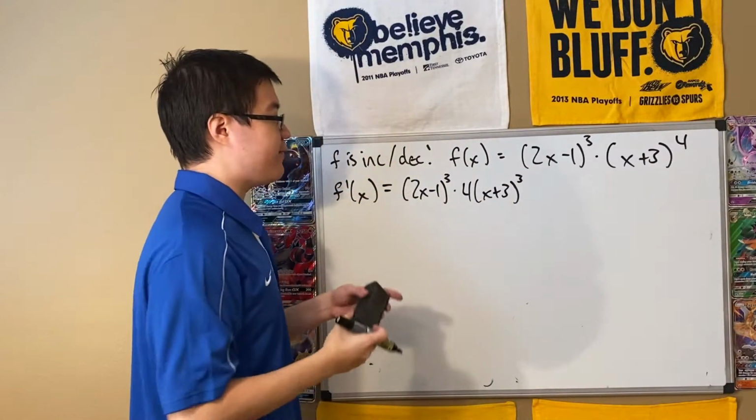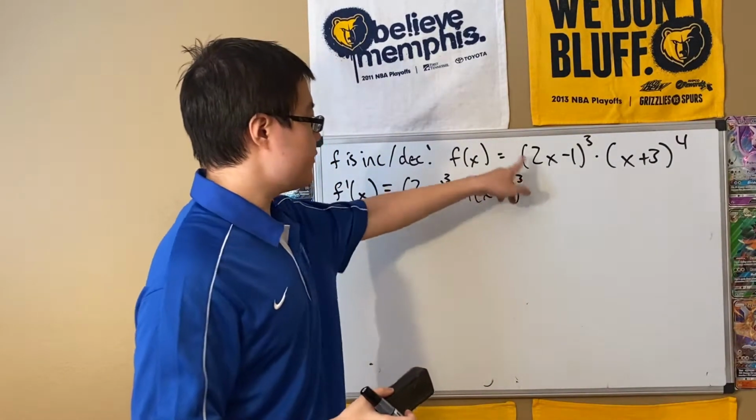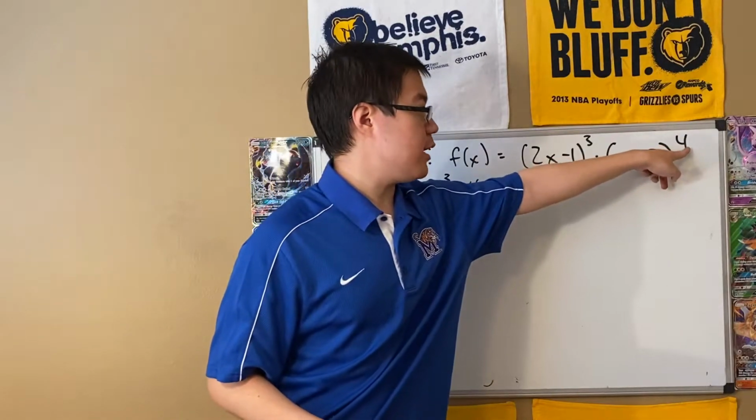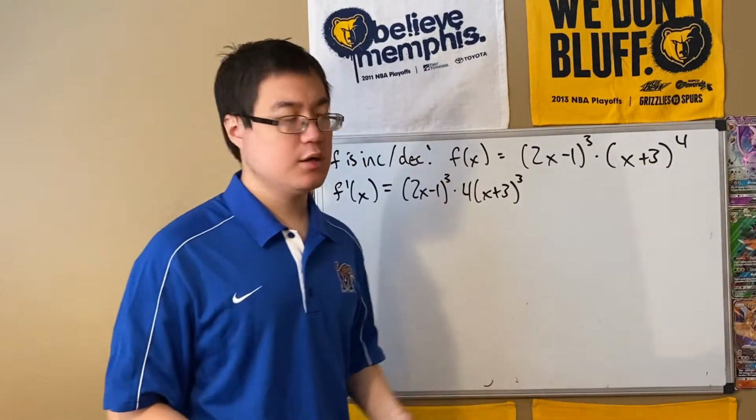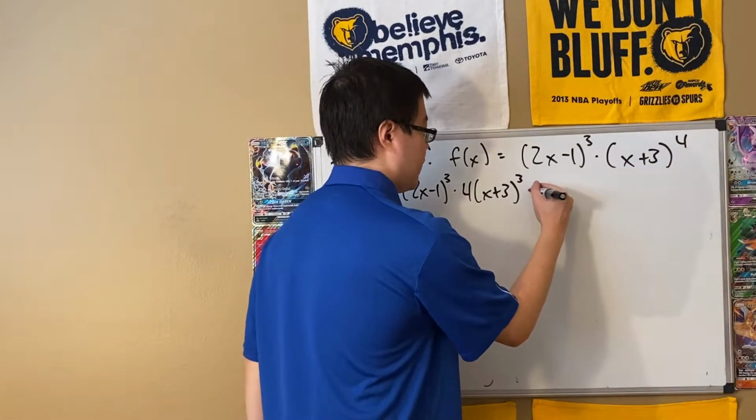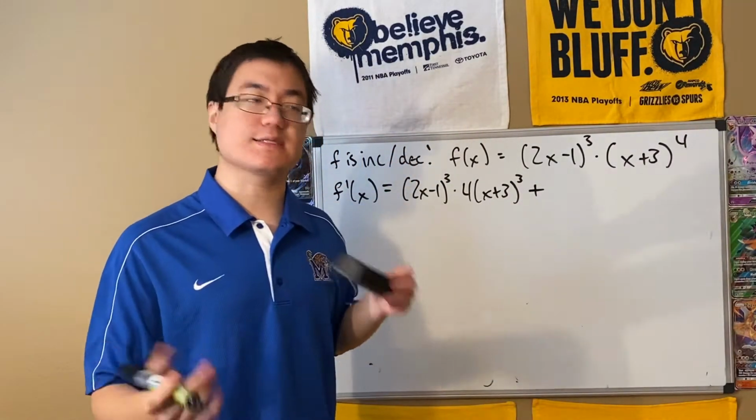So this is only the first half of the product rule. Notice I did the power rule here. I took the power, dropped it to the front, subtracted 1. So that was the first half of the product rule. Now for the second half, it's going to be equally exciting.